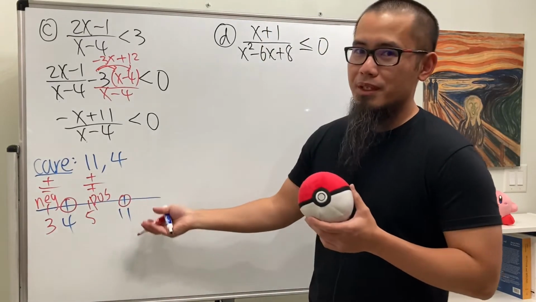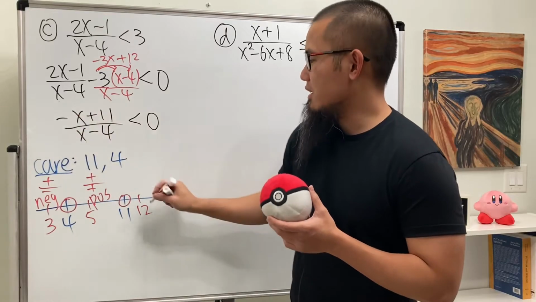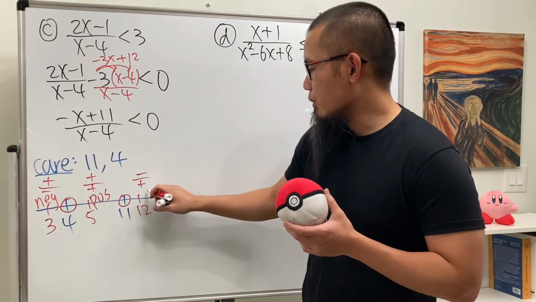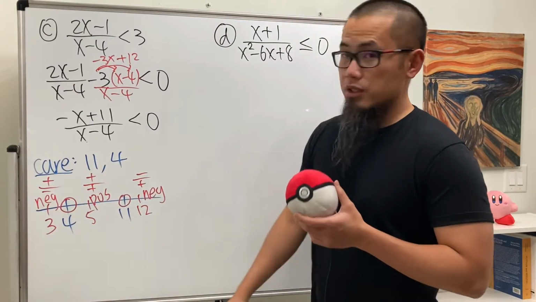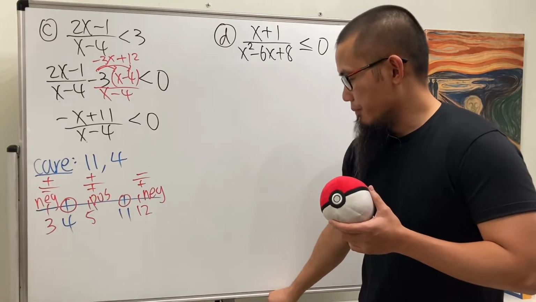And then pick a number bigger than 11, let's say 12. Put it back here, we get negative. And then put it here, we get positive. Altogether, we actually get negative. So in this case, we want this, and we also want that. So 2 pieces. Here we go.